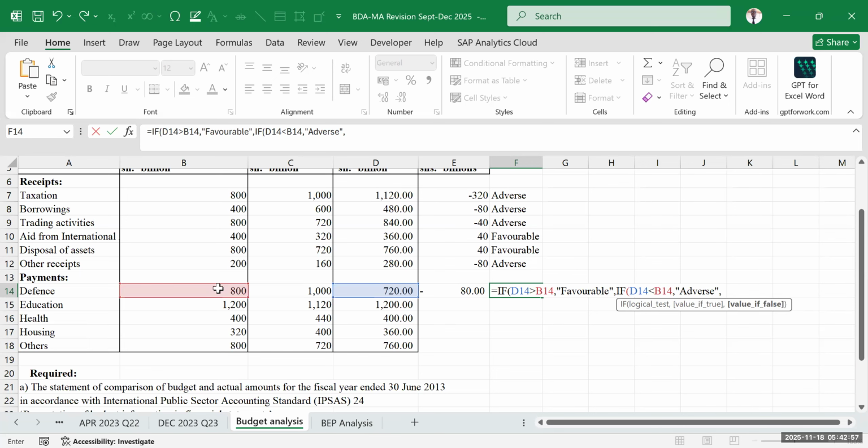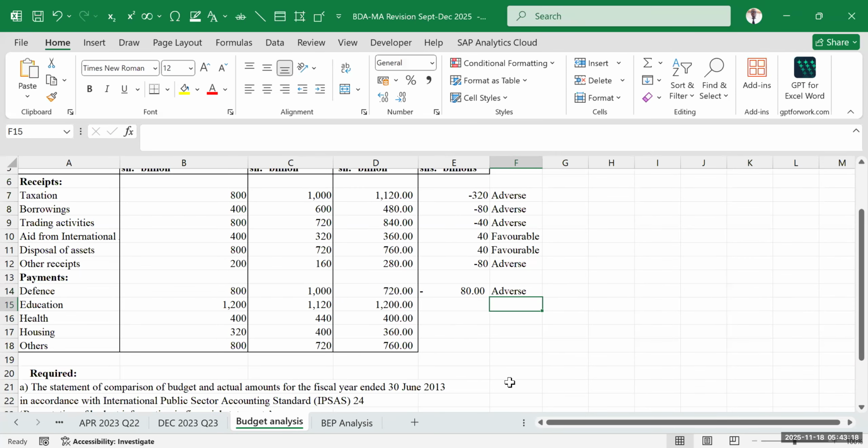But in any case, if the exact amount that we budget is equal to the exact amount that we spend, then we don't have any variance. Value if false, we don't have any variance. Very good. We don't have any variance like that.